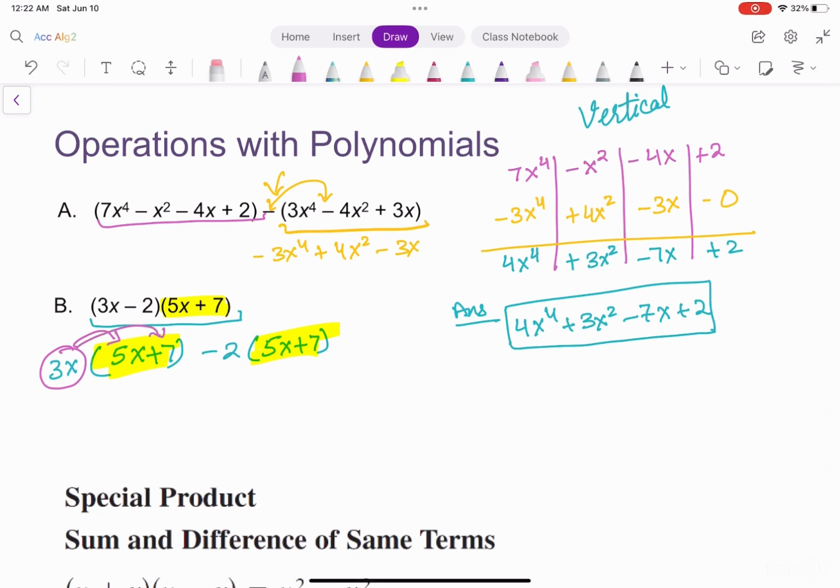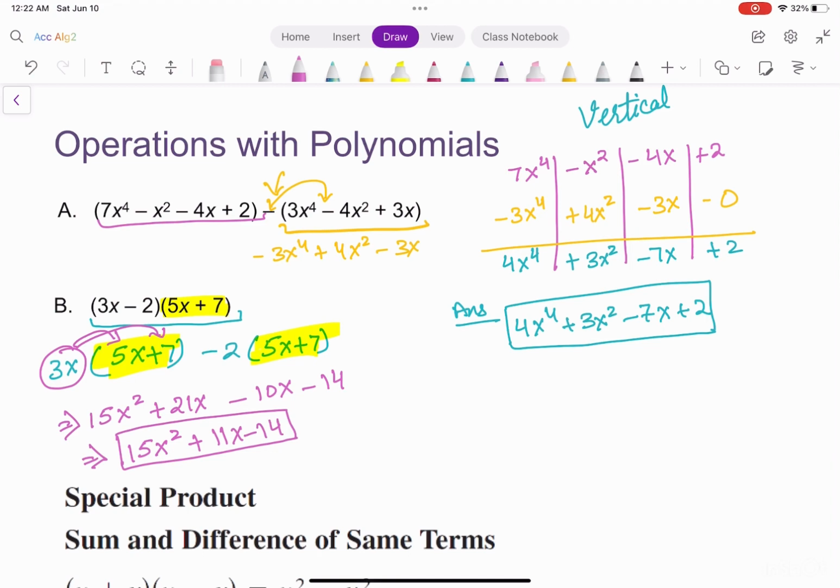That will give you 15x squared plus 21x, and I will follow the same pattern in the next one, negative 10x, negative 14. Now I can combine the like terms, 21x and negative 10x. So your final answer will be 15x squared plus 11x minus 14. This is your happy, lovely answer, right?